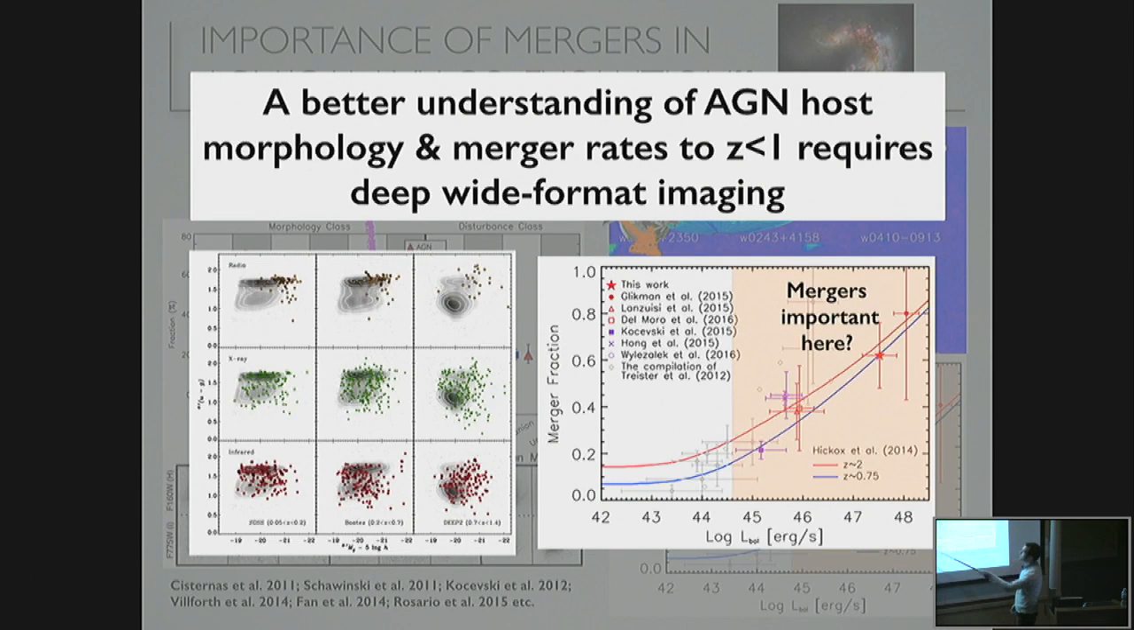So if we actually do want to start asking whether or not there is a morphology dependence here, and whether or not we can actually start pulling out mergers here, we need to get into a situation where we have extremely large volume in the relatively nearby universe where we can get very good morphologies. And obviously that's not very easy to do.